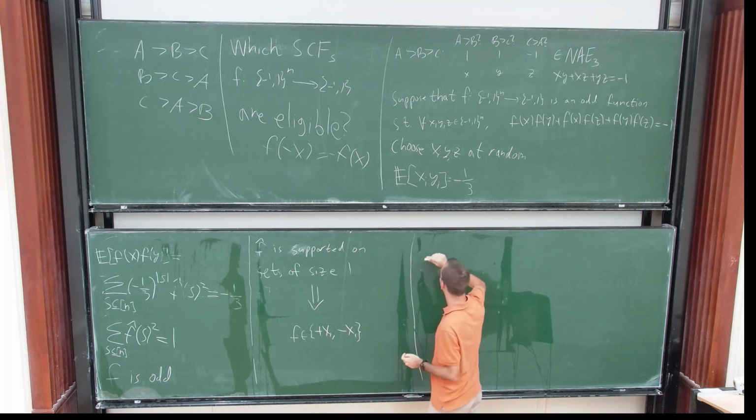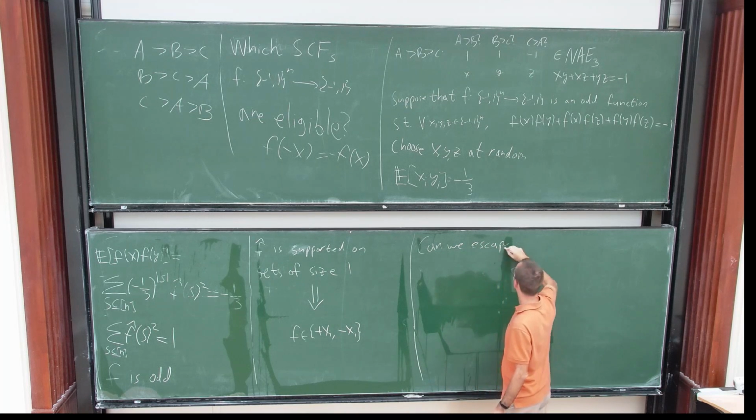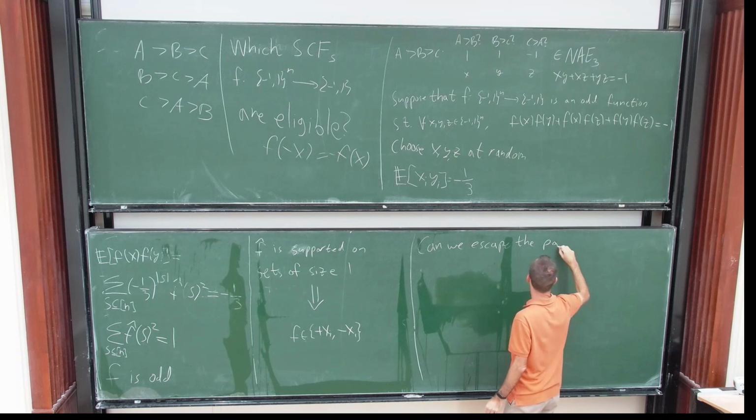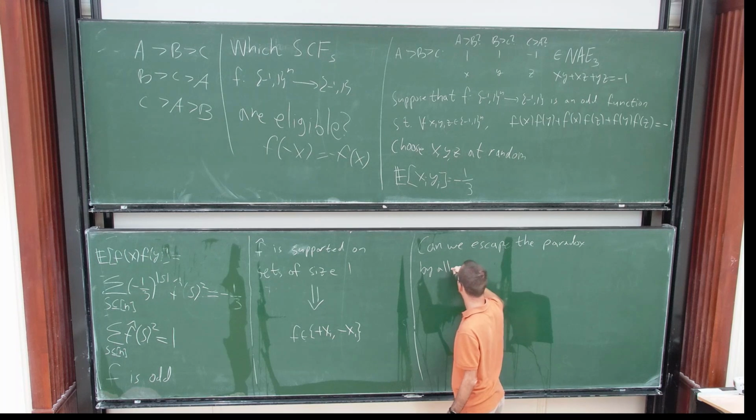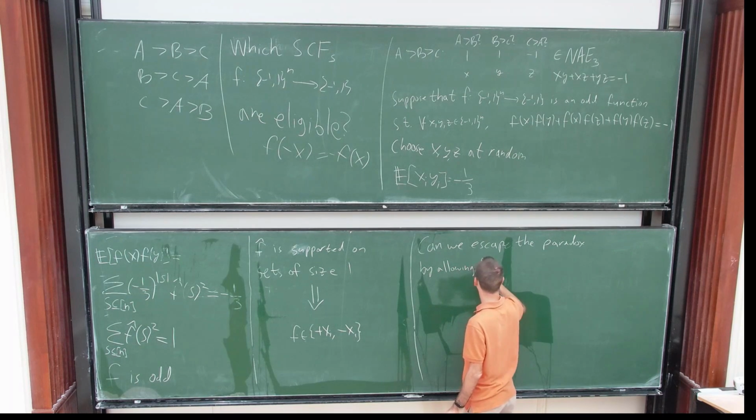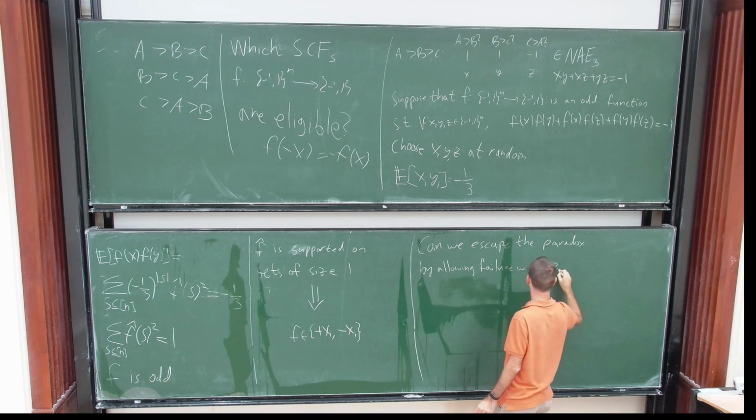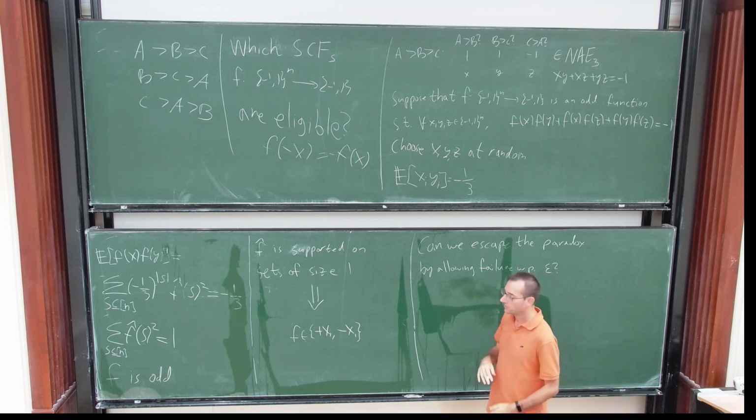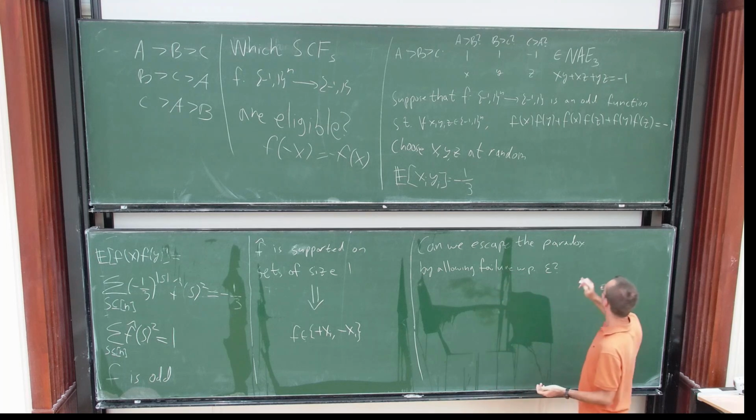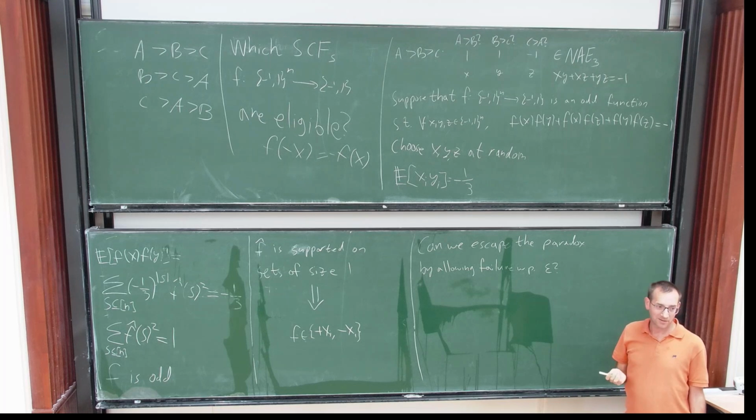So can we escape the paradox by allowing failure with probability epsilon? If there is failure with probability epsilon, then what changes? This equation is equal to 1 with probability epsilon, and with probability 1 minus epsilon it is equal to -1.